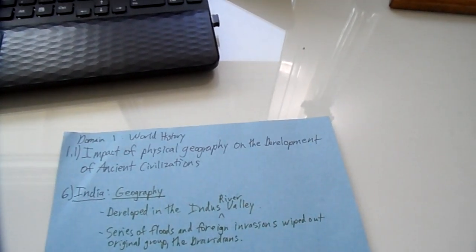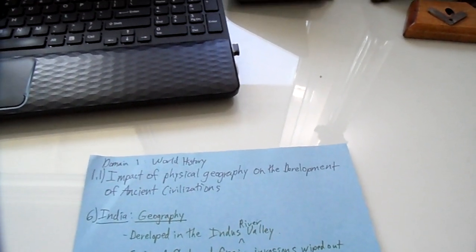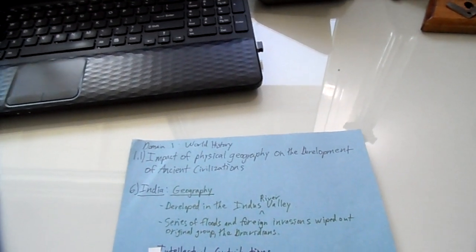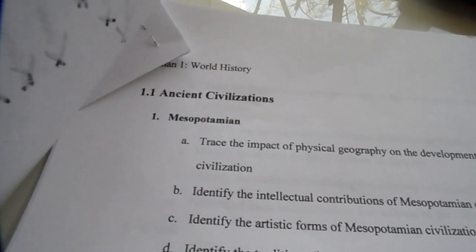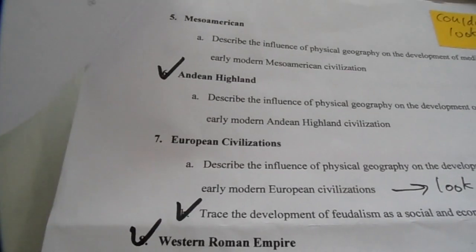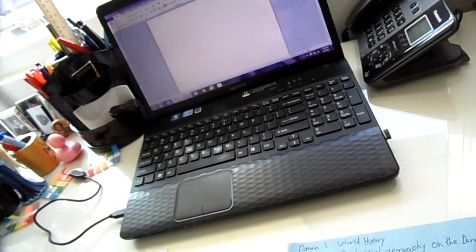We have 3 domains: World History, then it's US history, and then California history. So I'm doing Domain 1 World History, and I'm going to go over a few civilizations from ancient civilizations, which is the first part. And mostly what I'm going to be doing is going over medieval and early modern times, because these groups like Japanese, Chinese, African, Arabian, Andean Highland, etc., they're less well known.